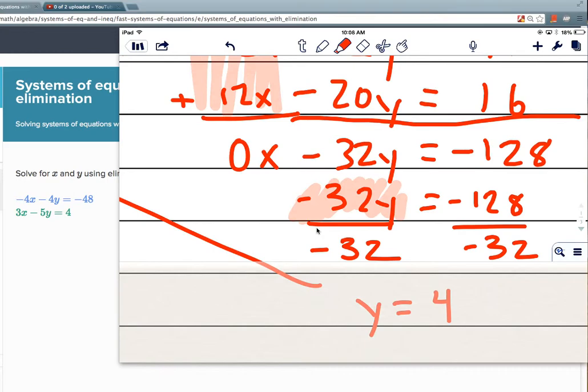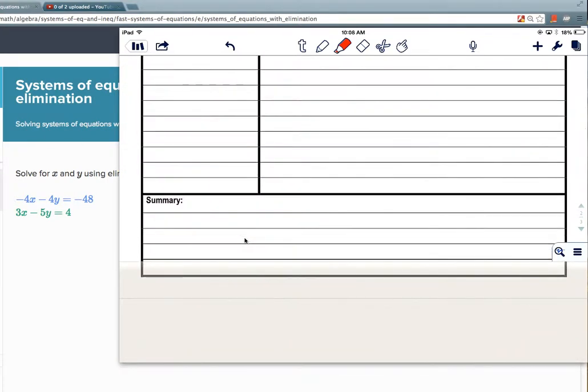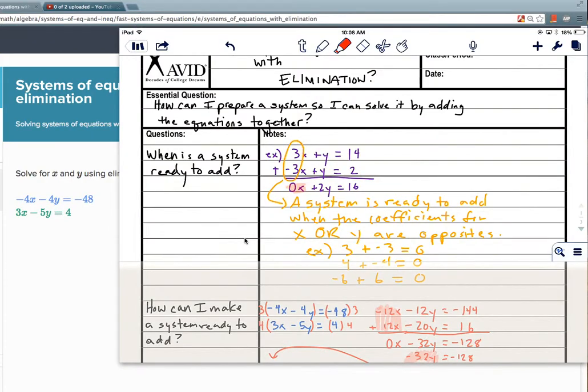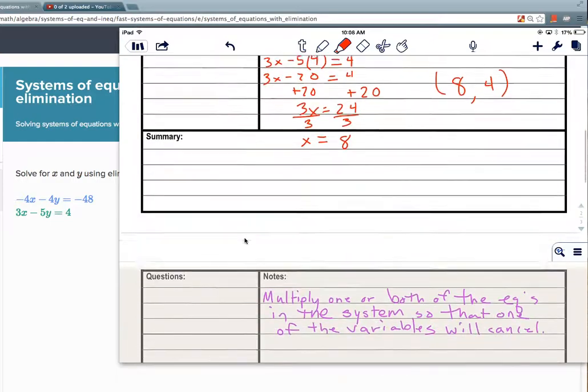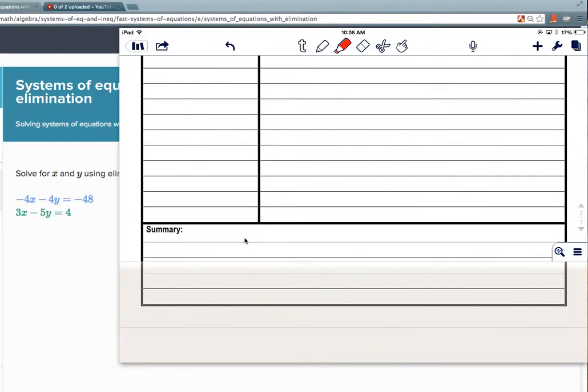So for these systems of equations with elimination, it's really one or two additional steps from the systems of equations with simple elimination. So if you need additional help, please make sure that you ask for it. Before you move on, though, you should take a moment to write the summary. And your summary should definitely be an answer to the essential question, which was, how can I prepare a system so I can solve it by adding the equations together? And so try to think about the important things we've talked about in these notes, and then make sure you write that summary, and I'm sure that you'll do okay on the exercises.